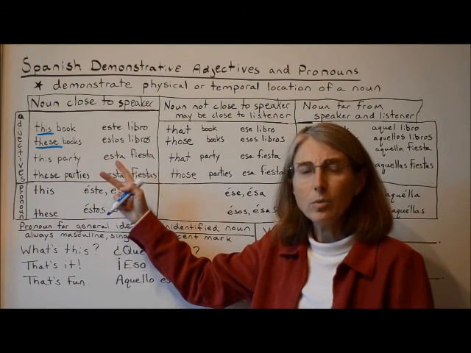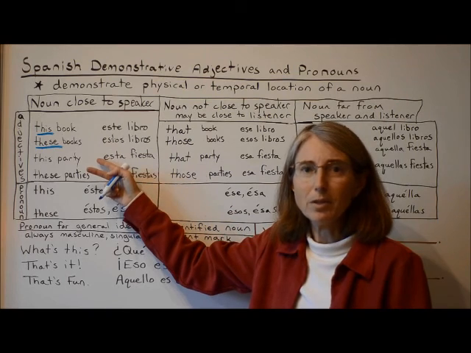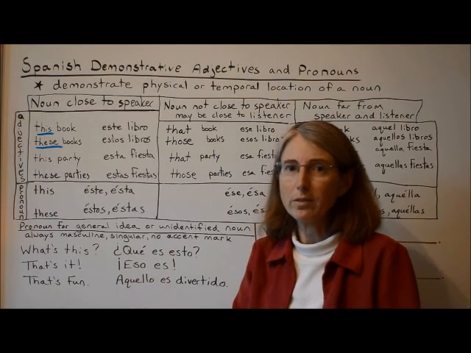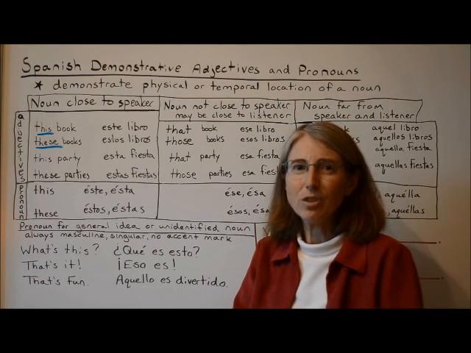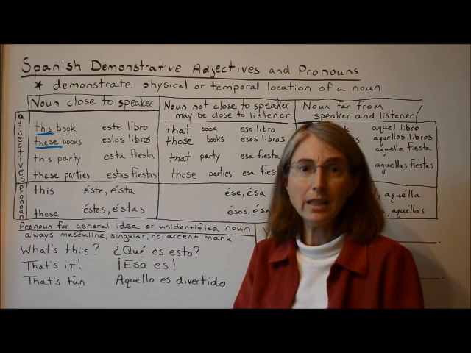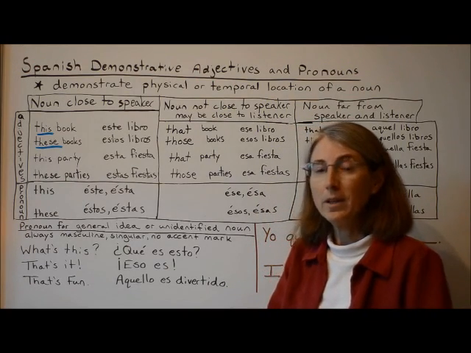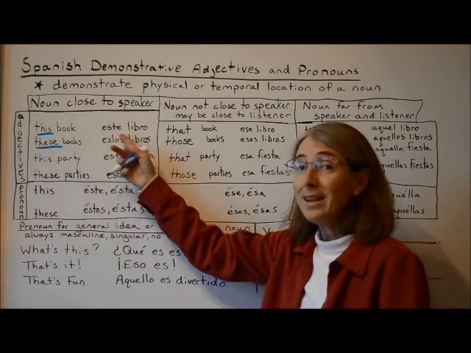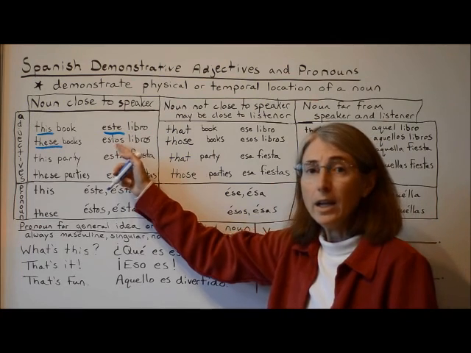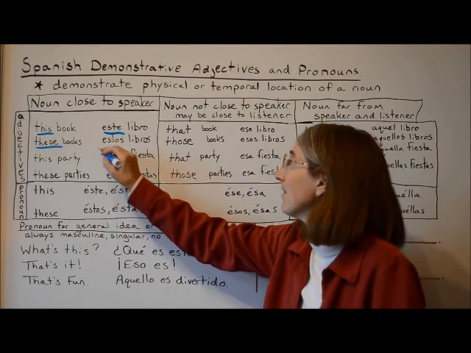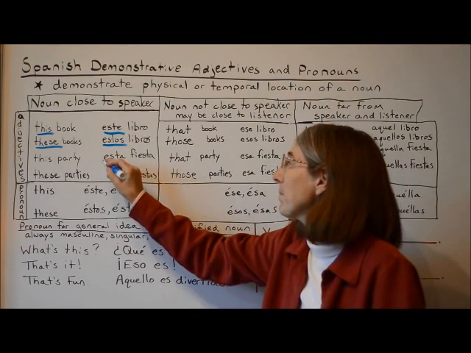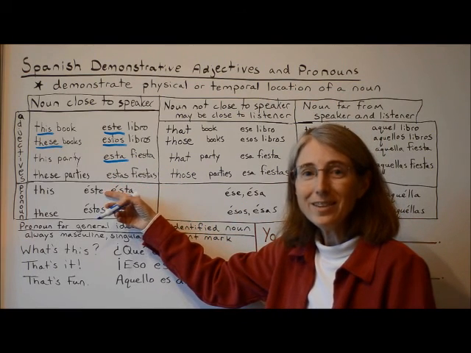Now in Spanish, we actually have 4 different demonstrative adjectives that represent the meaning of the noun being close to us. And these are adjectives that agree in gender and number with the noun that they're modifying, just like the other adjectives in Spanish that agree in gender and number with the noun that they describe. So the adjectives in Spanish are este libro, that would mean this book, estos libros, these books, esta fiesta, this party, estas fiestas, these parties.